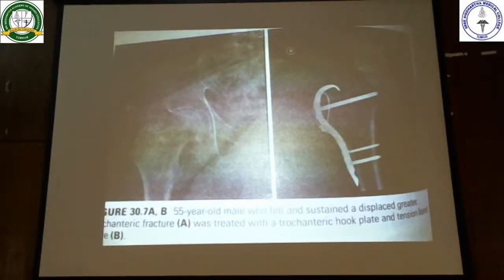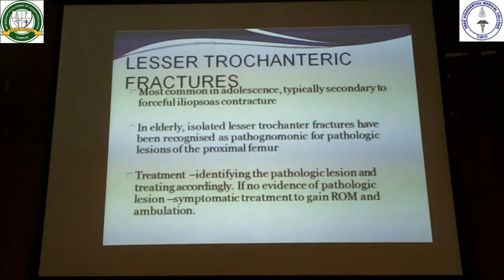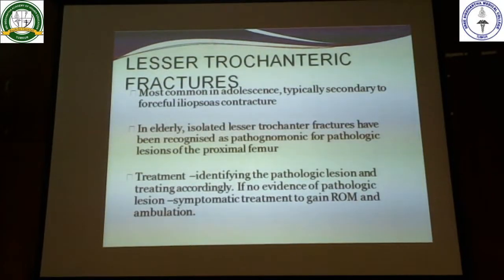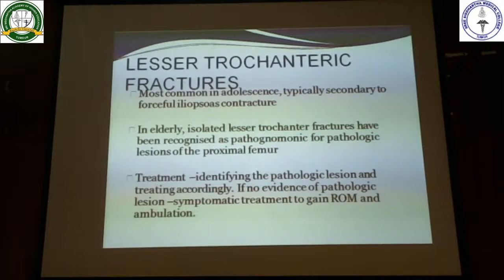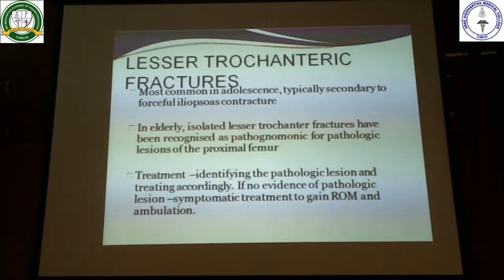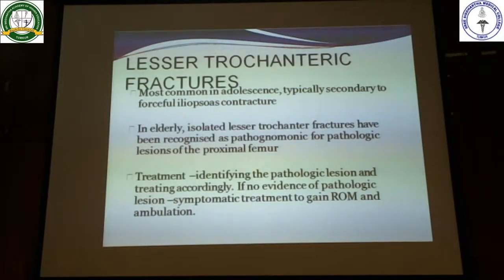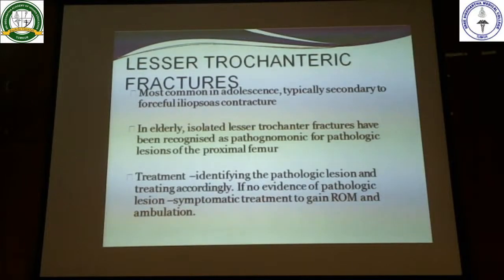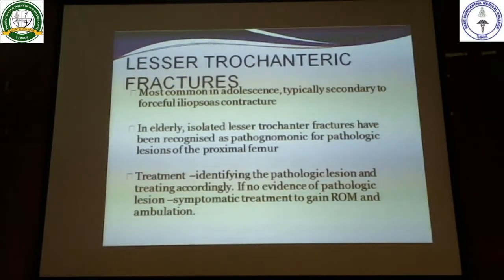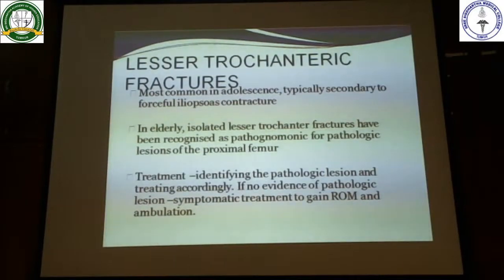There you can see the hook plate, specifically used for greater trochanter fracture treatment. Lesser trochanter fractures are usually common in adolescents, typically secondary to forceful iliopsoas contraction. Treatment is usually identifying the pathological lesion. It's always associated with a lesion. Only if there is a lesion will you usually get an isolated lesser trochanteric fracture. Otherwise, it's not very common. So you need to treat that lesion, whether it is a metastatic, pathological or infective lesion. That is the specific treatment for lesser trochanteric fractures.